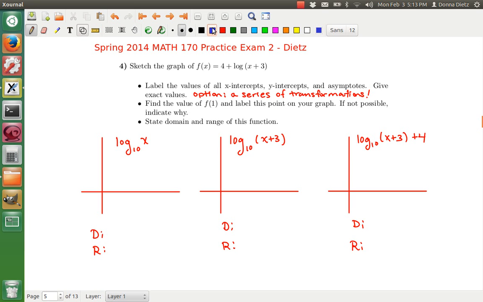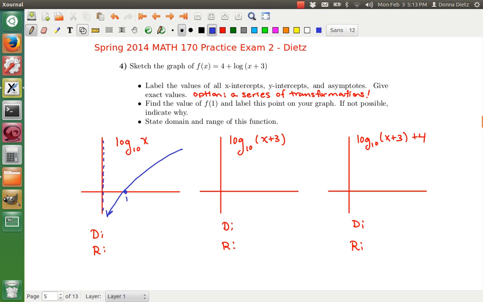So if I start with log base 10 of x, well, any log base anything, there's a point here. Remember, natural log of 1 is 0. Log of 1 is always 0, even if it's not natural log. It's always that way. Okay, and then there's an asymptote that way, right here.